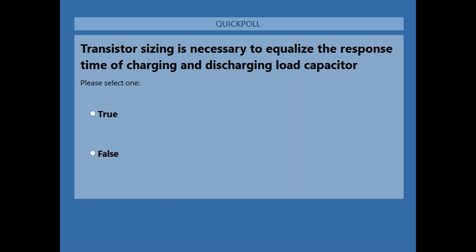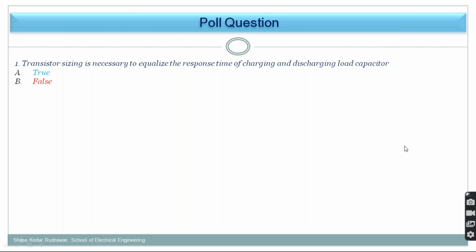3, 4, 5. So 81% voted. 95% voted for true and 5% false. So those who have voted false, true is the right answer. To equalize capacitor charging and discharging, we need to do the transistor sizing. So just think on that, and hope your idea is clear now.